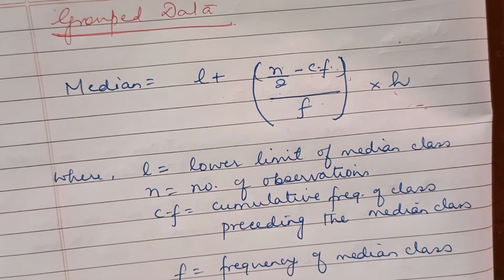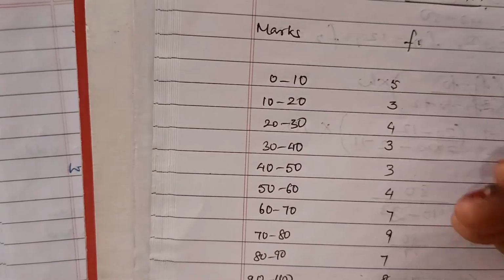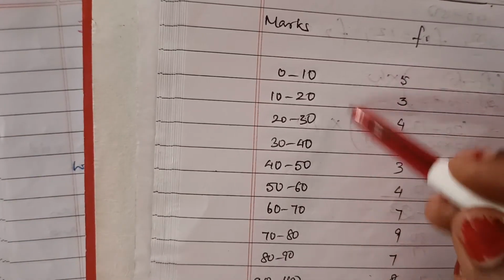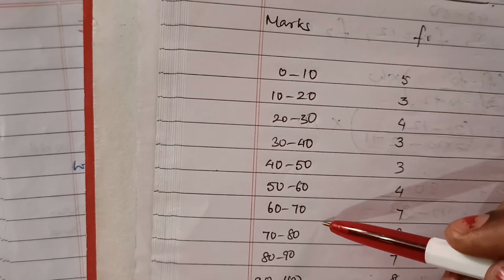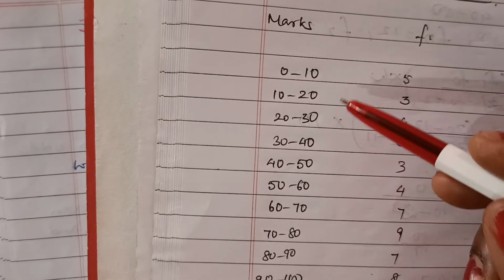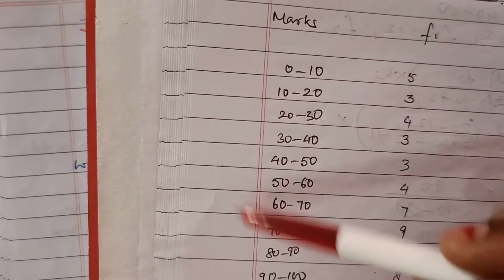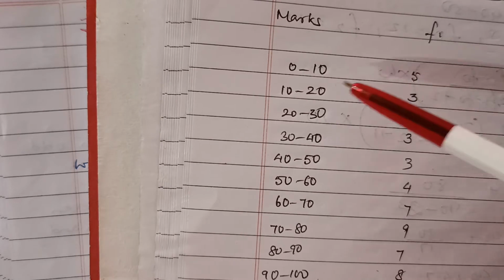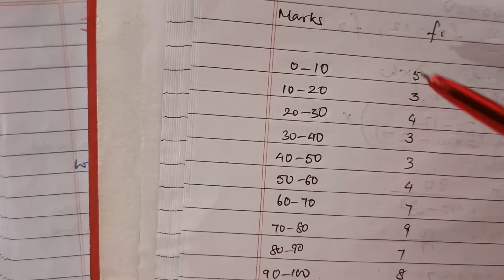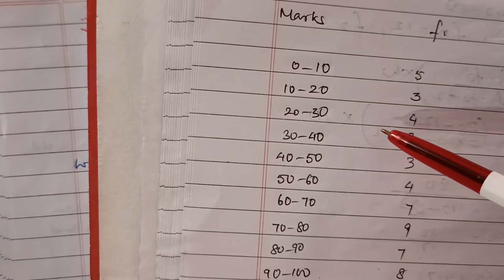Suppose that these are the marks of 53 students scored in maths, and the total marks is 100. Out of 100, 53 students scored marks in these intervals: 0 to 10, 5 students; 10 to 20, 3 students; 20 to 30, 4 students, and so on. Now we have to find the median of this marks distribution, or this grouped data.